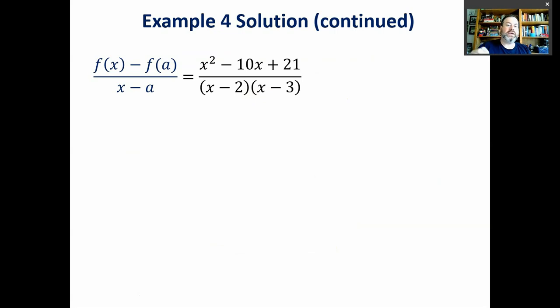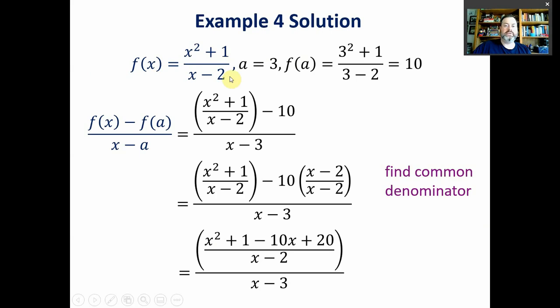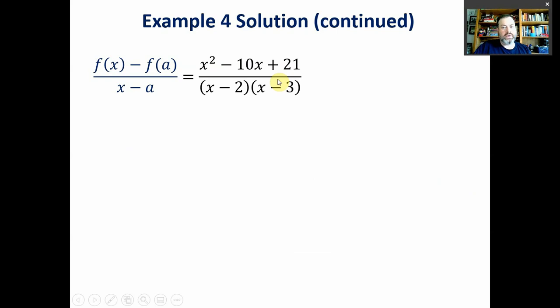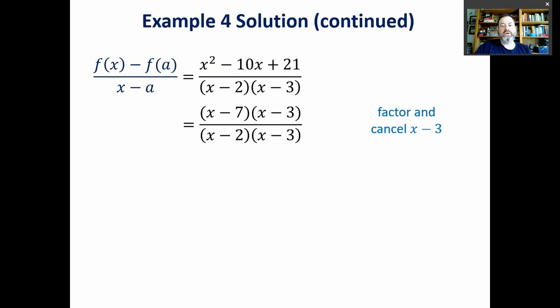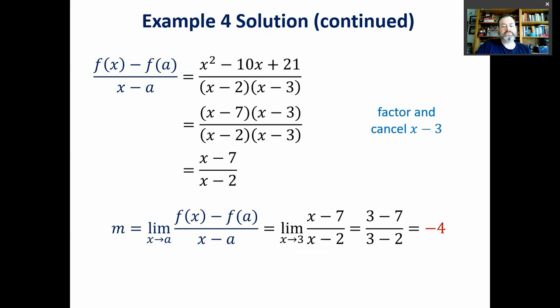Now, we still can't plug in x equals 3, right? Because we'd love to, right? We want to just plug in the limit. But we know that that's division by 0, and we also know that x minus 3 will cancel if we factor the numerator. So go ahead and factor the numerator. Go ahead and cancel the x minus 3. That'll leave you with x minus 7 over x minus 2. And now we're ready to attach the limit back on.